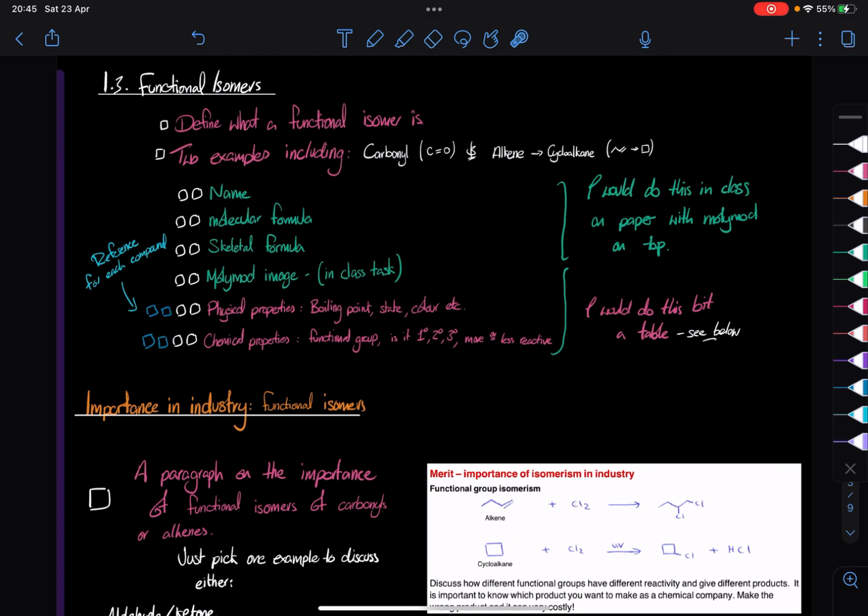To give you a bit more detail on that, in 1.3, we've got define what a functional isomer is. So tell me what exactly is a functional isomer. And then I want you to give me 2 different examples, one pair using a carbonyl, and one pair using an alkene and a cycloalkane.